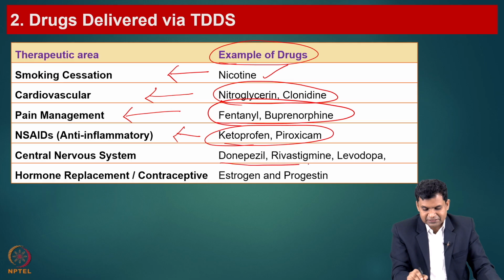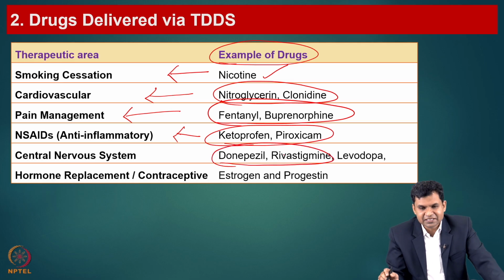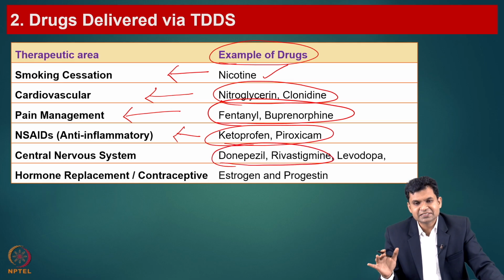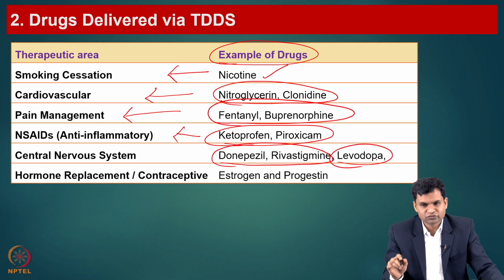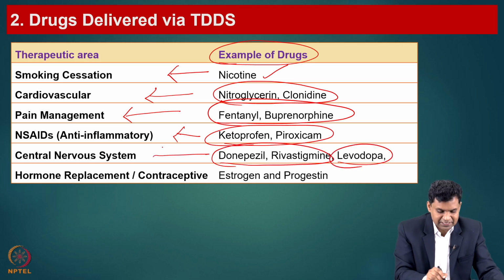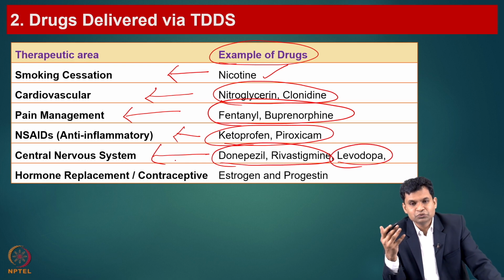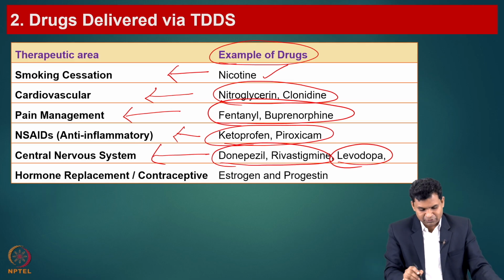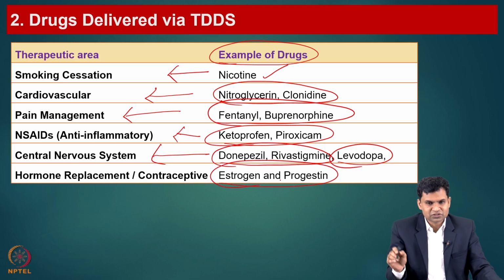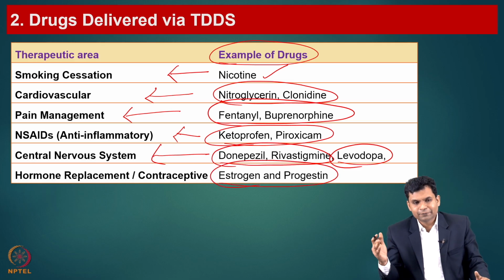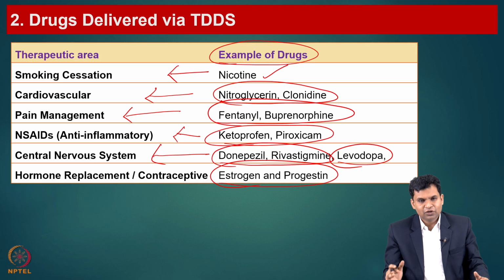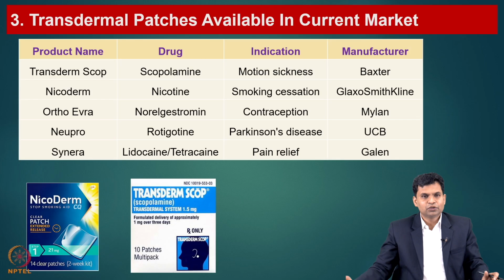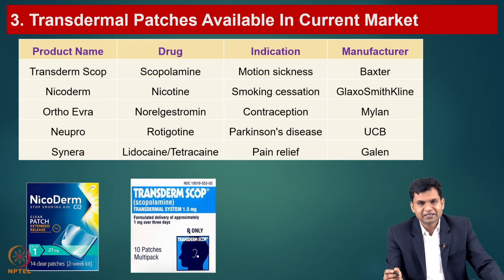And also donepezil and rivastigmine can be used for the treatment of Alzheimer's, and levodopa we use for the treatment of Parkinson's and CNS disorders. Not only these, we can use various types of drugs helpful for neurodegeneration, which can be translated into transdermal patches. This is one of the most commonly used areas in transdermal: hormone replacement or contraceptive medications using transdermal formulations. So, here are some of the marketed products.